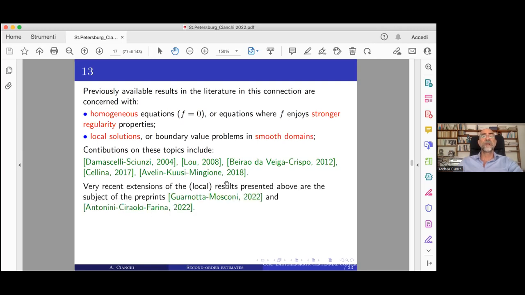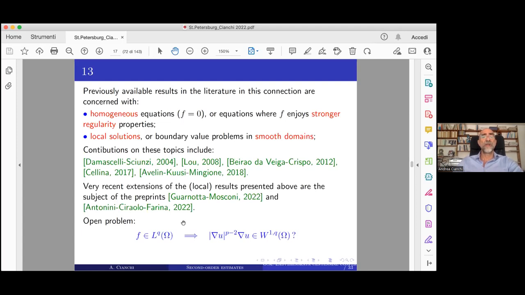And after our papers, other results recently appeared with some extensions, basically dealing with more general differential operators, which are still in the form of preprints as far as I know. And these are due to Guarnotta and Mosconi, and Antonini, Ciraulo and Farina.